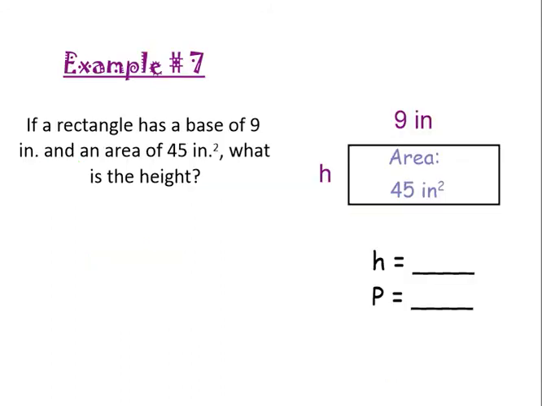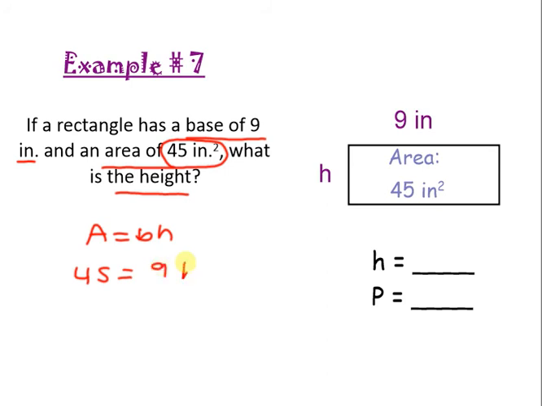All right, next example. So here I have a rectangle, and it has a base of 9 inches and an area of 45 inches to the second power. But what is the height? So I'm going to use my formula, area equals base times height. I know my area is 45. I know my base is 9, but I don't know my height, so I'm going to leave the h.